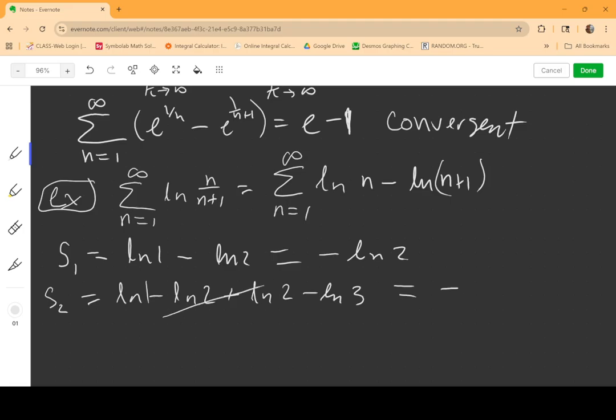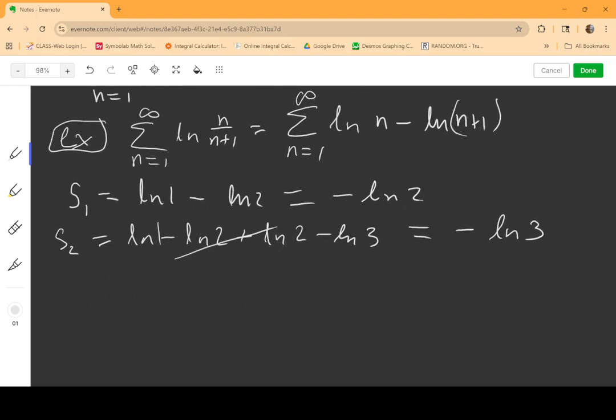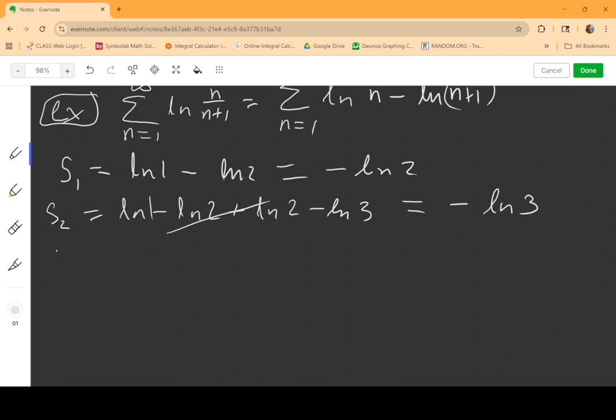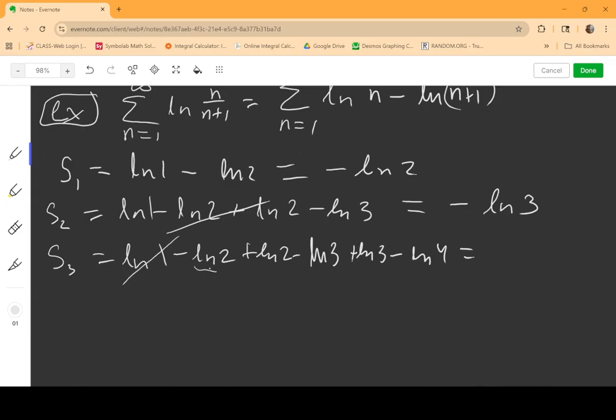Right, and we get, again, ln of 1 is 0, and the middle terms cancel out as well, so we get negative ln of 3. All right, and let's do one more to see if the third one agrees with the pattern. Ln of 1 minus ln of 2 plus ln of 2 minus ln of 3 and then plus ln of 3 minus ln of 4. And we see again ln of 1 is 0, and the middle terms again cancel each other out, so we get negative ln of 4.